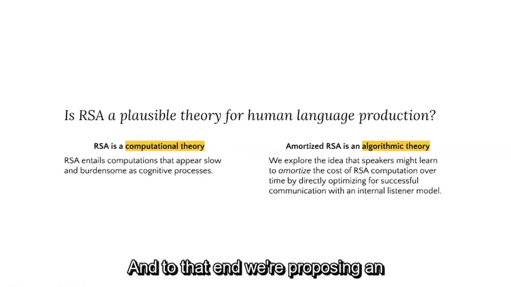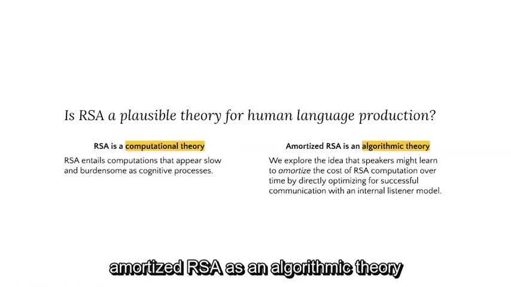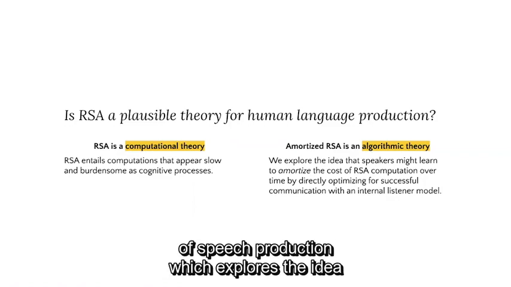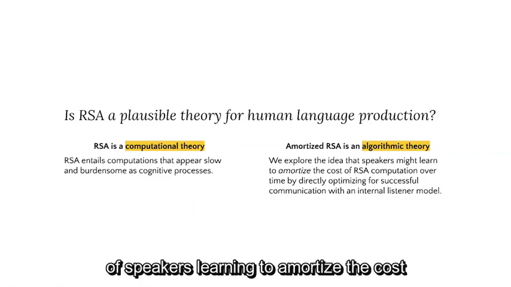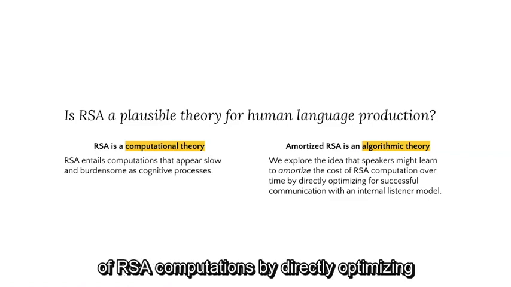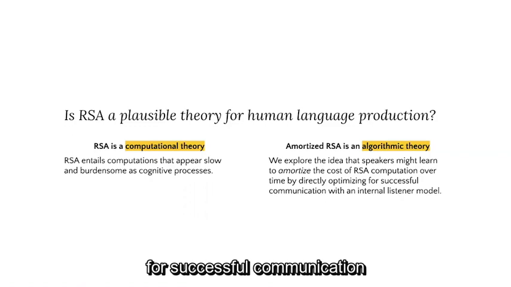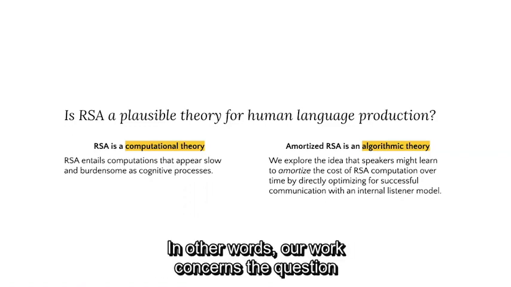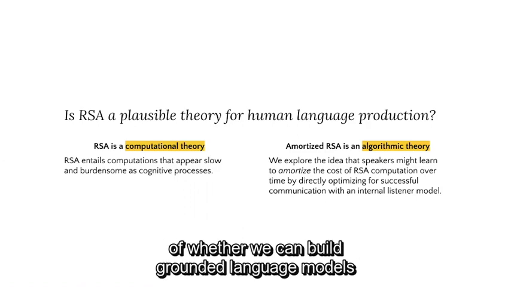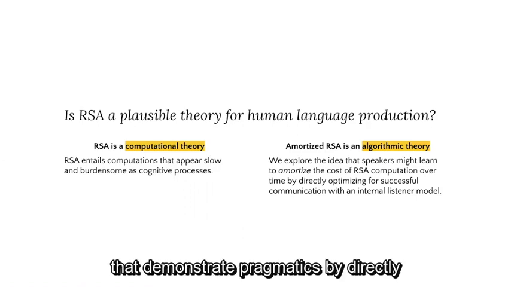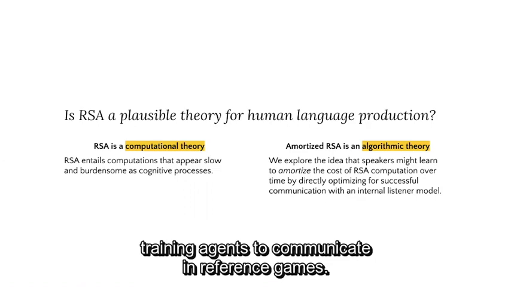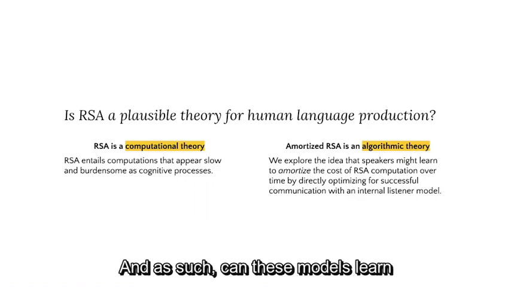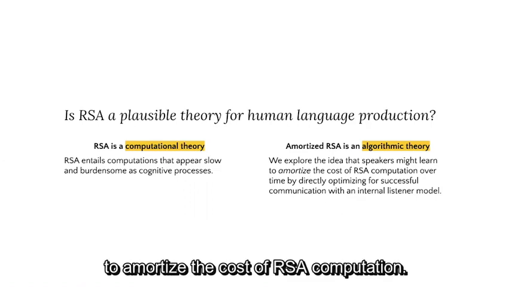And to that end, we're proposing an amortized RSA as an algorithmic theory of speech production which explores the idea of speakers learning to amortize the cost of RSA computations by directly optimizing for successful communication with an internal listener model. In other words, our work concerns the question of whether we can build grounded language models that demonstrate pragmatics by directly training agents to communicate in reference games. And as such, can these models learn to amortize the cost of RSA computation?